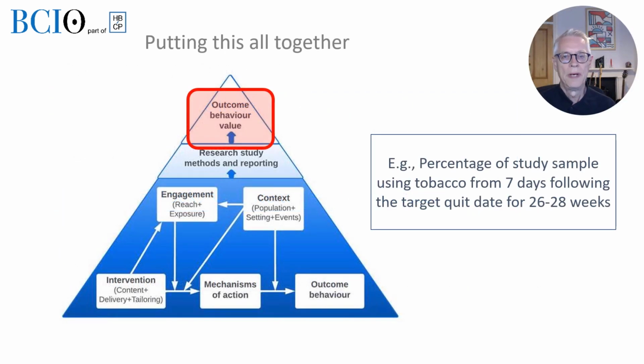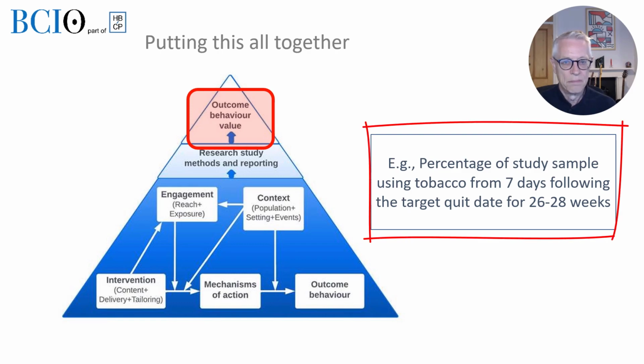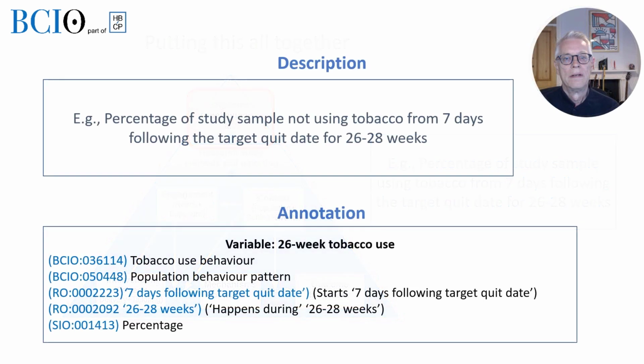Let's just see how we can put all this together in our tobacco use example. For a given BCI scenario, or behaviour change intervention scenario, such as a study arm of an RCT evaluating a behaviour change intervention, we have an outcome behaviour value. What this value refers to in this example is set out in the box on this slide. We can use the steps then set out in this video to annotate that value in a way that makes clear what it refers to.